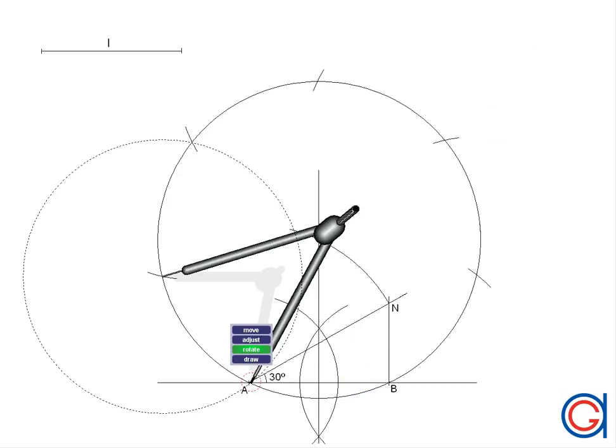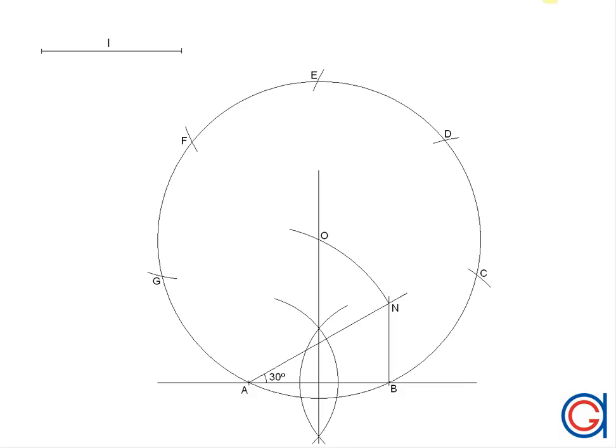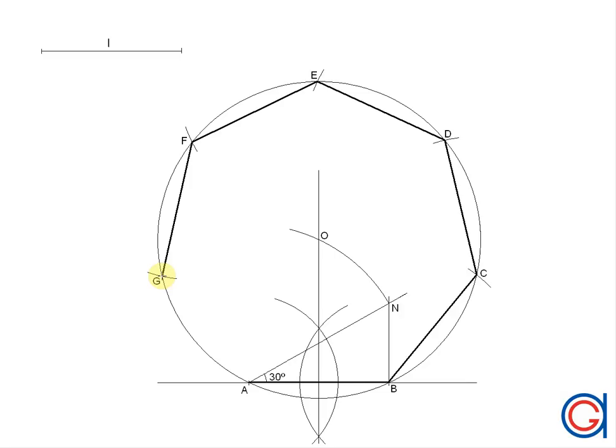And the next step now is to name all of our new arcs or vertices. So A, B, C, D, E, F, and G. And finally, to complete our heptagon, we join our vertices A to B, B to C, C to D, D to E, E to F, F to G, and finally we complete our heptagon joining vertices G to A.